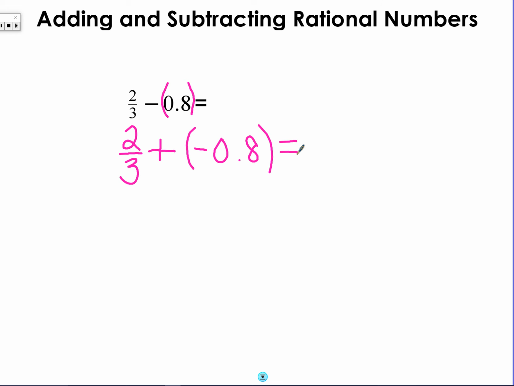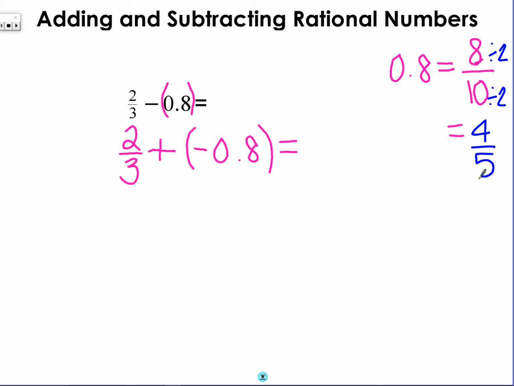Now, if you look at 2/3, 2/3 cannot be written as a decimal, which means I'm going to need to convert this problem into a fraction. So I'm going to take 0.8, which if we read the decimal correctly, would be 8/10. So I can write this as 8/10. This also can be simplified by dividing the numerator by 2 and dividing the denominator by 2. And I end up with 4/5. So I can rewrite this whole problem as 2/3 plus negative 4/5.